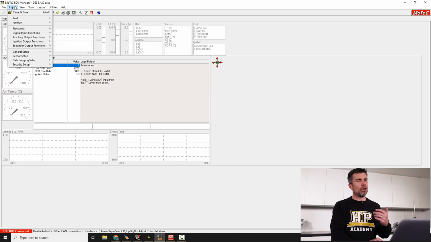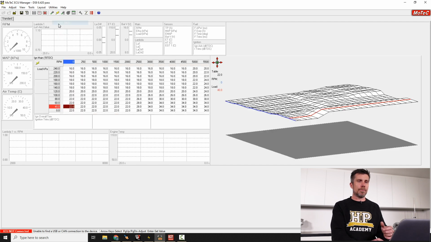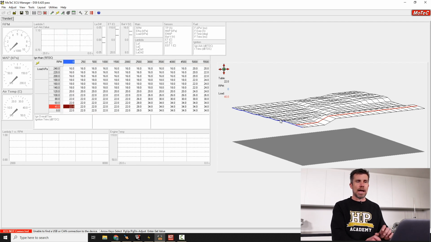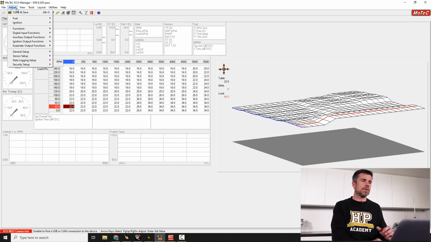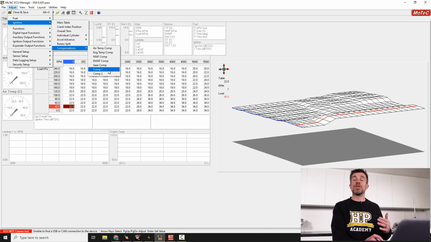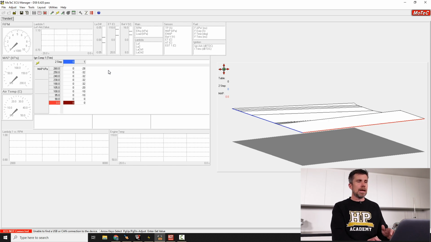Now that we've got the safety aspect out of the way, let's jump back into our laptop software, and what we'll do now is have a look at our ignition main table. So this is our ignition table here, so our actual ignition timing when we're not on our two-step limiter. But if we come back up to our adjust menu and go to our ignition and come down to compensations, come down to our user compensation 1, we can see that this is a three-dimensional table. Our horizontal axis here we've got set up depending on whether the two-step limiter is active or not. Then our vertical axis here is our manifold absolute pressure.